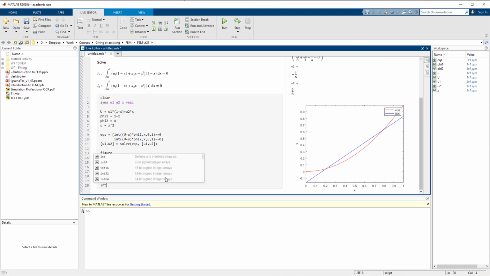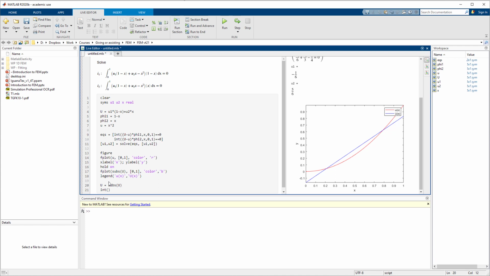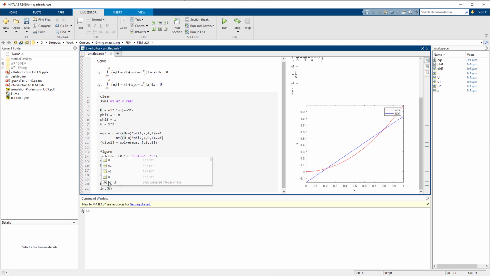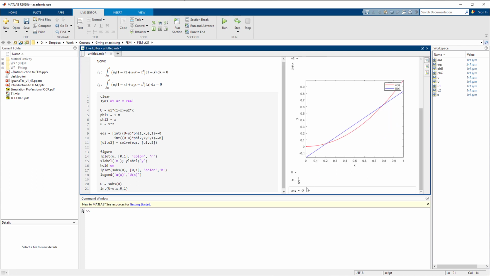So if you do int, now we have to use the subs U, we can actually overwrite this. We can say, okay, U is equal to subs U, and then it's overwritten. And we do U minus U, and we do this for X between 0 and 1. And this integral is going to be 0, right? Because one is positive, the other one is negative.